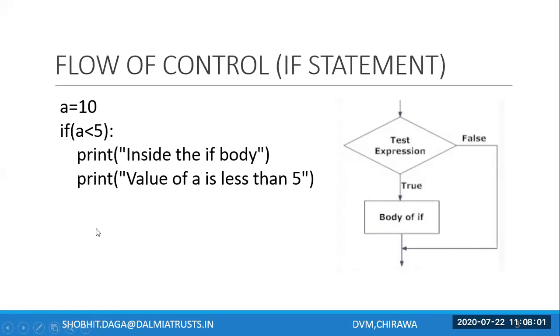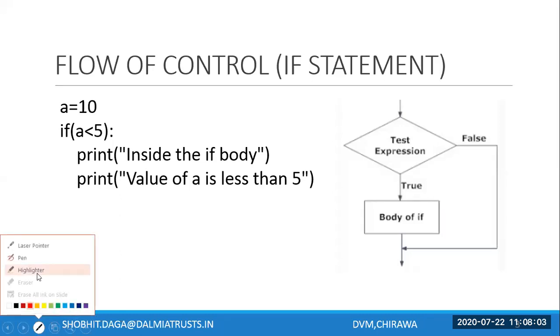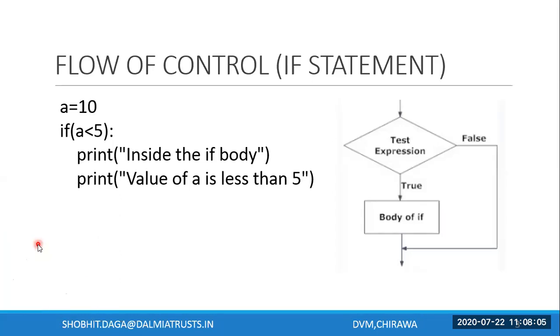So as over here in this example, you can see that the condition will not be satisfied because the value of a is 10, which is not less than 5. So what are we supposed to do? We are supposed to just skip the body of if and move ahead. If there are statements after this if statement, they will be executed and these two statements will not be printed.